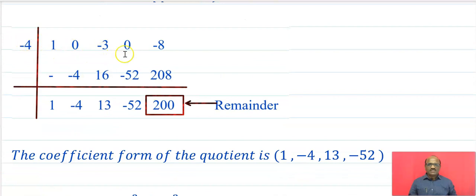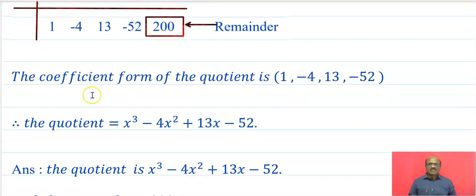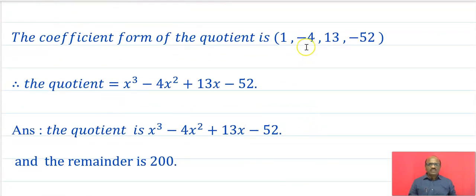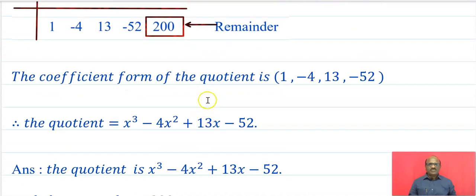-4, 1, 0, -3, 0, -8. Keep 1 as it is. -4 into 1, -4. -4 into -4, plus 16. Plus 16 minus 3, 13. 13 into -4, -52. 0 minus 52 is -52. -52 into -4, that is 208. 208 minus 8, then you will get 200 as the remainder. The coefficients are 1, -4, 13, -52. What about the quotient? The quotient is x cubed minus 4x square plus 13x minus 52. This is the quotient. And the remainder is 200.